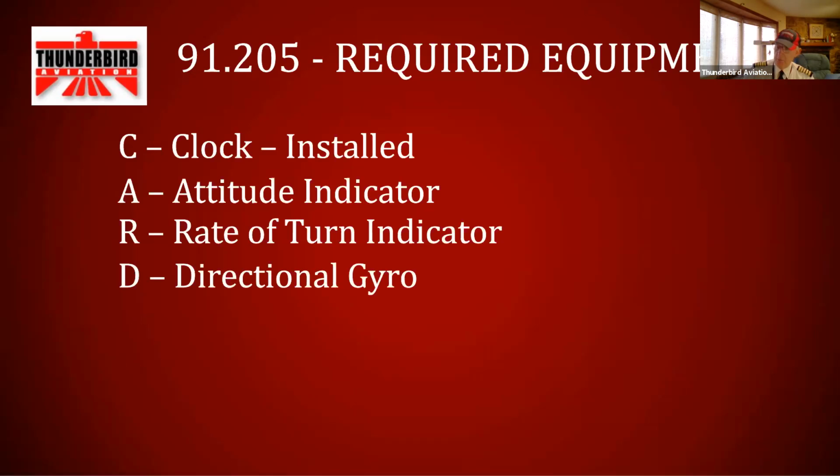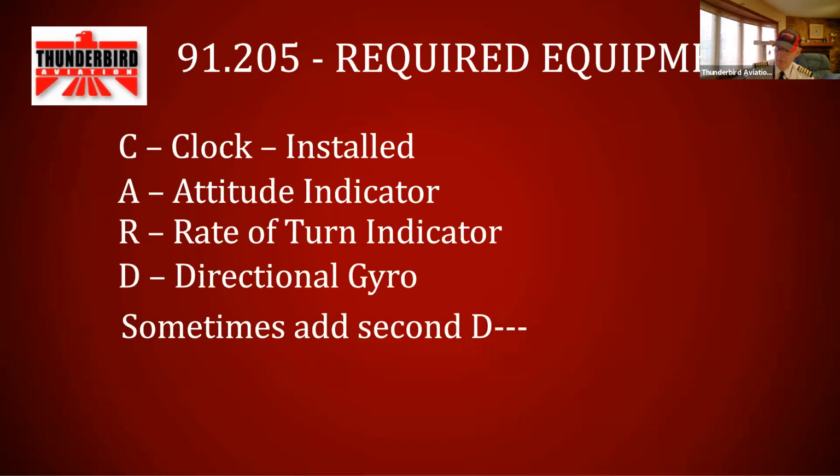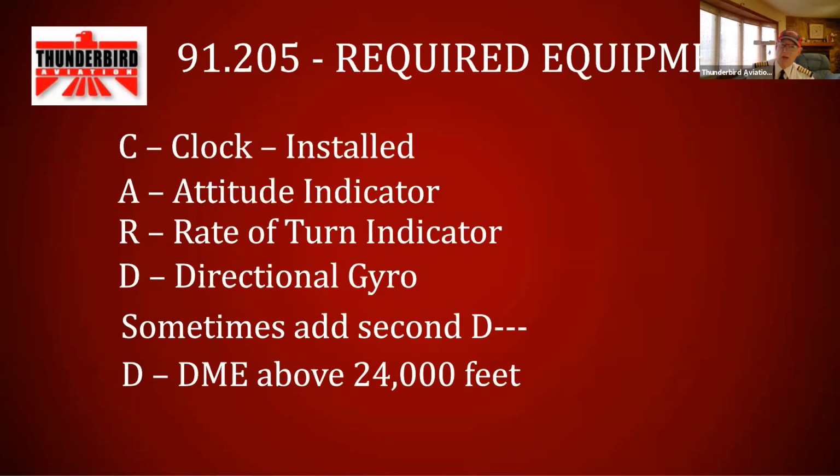Now, I know some of my instructors out there do a card with two Ds. If you add a second D, it's for the people that you're training to go to the airline someday. If you're flying above 24,000 feet, you must have DME or a suitable substitute on your airplane, like in our airplanes that go above 24,000 feet. But if you have GPS on board, the GPS system can substitute for DME.